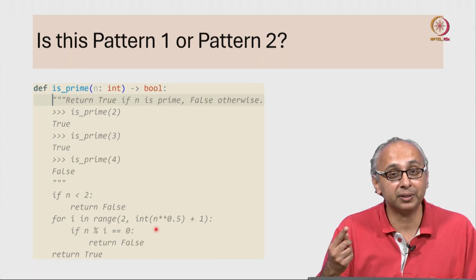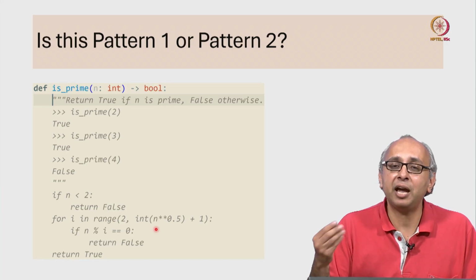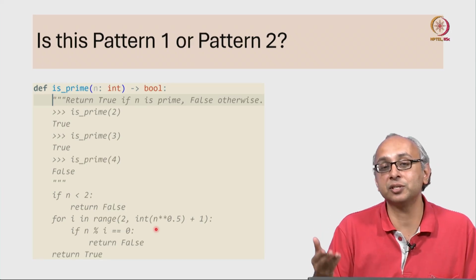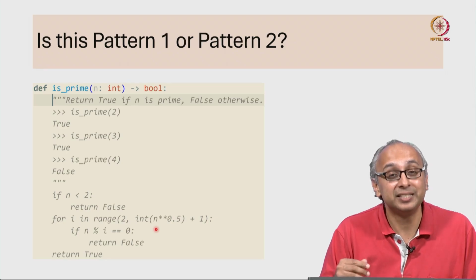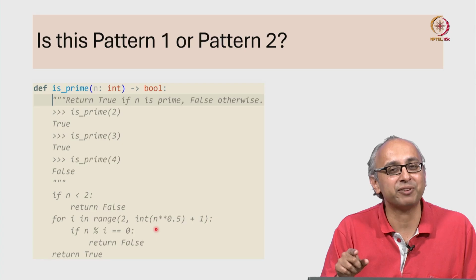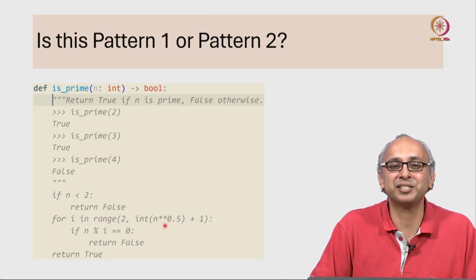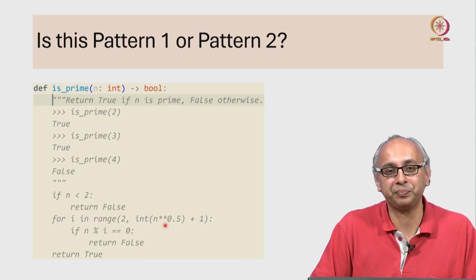And if you think about it, that's all you have to search for to check for a factor. You don't have to search for factors larger than square root of n, because if n did have a factor larger than the square root of n, it must also have a factor smaller than the square root of n, and you would have found that while searching in this range.